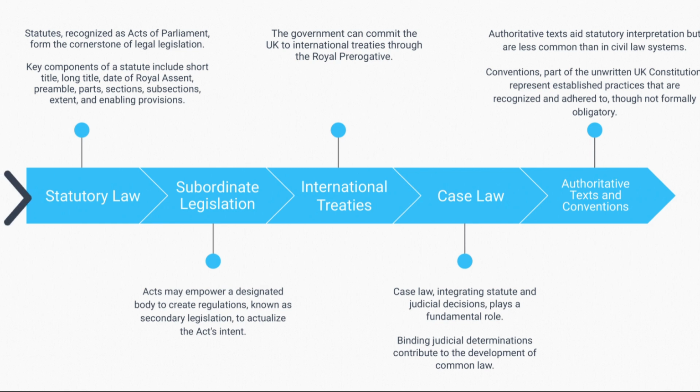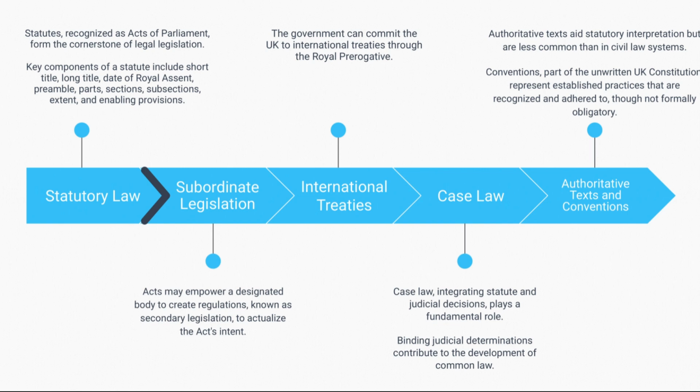Let's examine the sources of law within the legal system of England and Wales. Statutes, recognized as Acts of Parliament, form the cornerstone of legal legislation. Key components of a statute include the short title, long title, date of royal assent, preamble, parts, sections, subsections, extent, and enabling provisions.